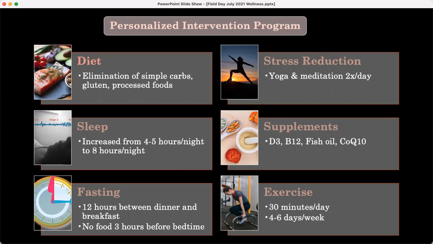Through blood work and testing, she had her D3, vitamin D, B12, fish oil, and CoQ10 as supplements to replace those deficiencies. And then, besides her yoga and meditation, she had an exercise program for weightlifting, 30 minutes a day, 4 to 6 times a week. And I'll just mention right now that the exercise was not high intensity. It was only moderate, not mild or intense, but just moderate exercise.